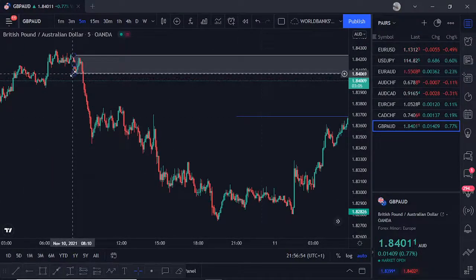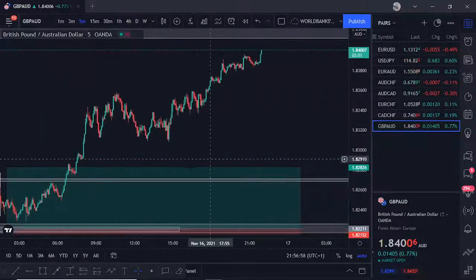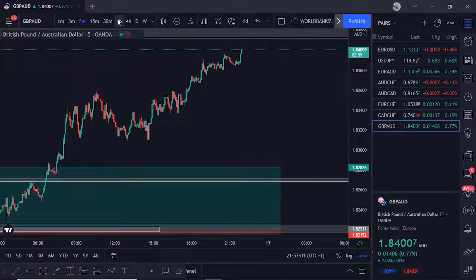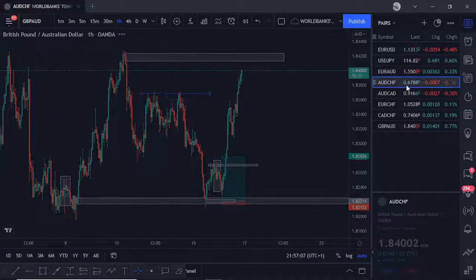Yup. So this is the 5 minutes entry. Nothing much. It hasn't gotten there. Almost there. This is not even the free setup I want to give you. Let's go to AUD.